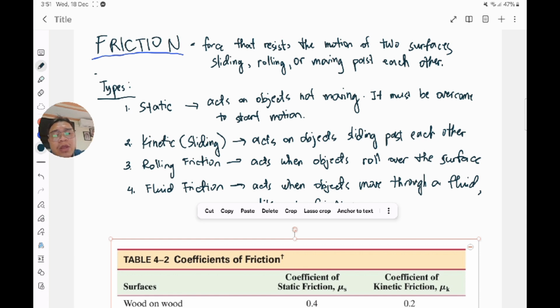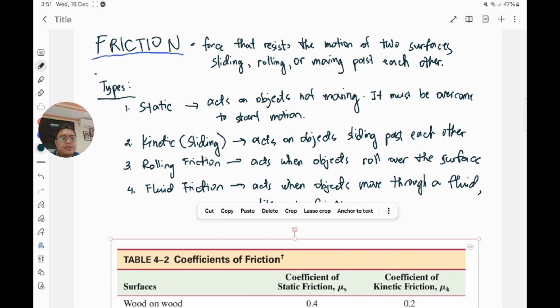But in reality, we cannot really avoid friction because no matter how smooth the surface is, there will always be a certain part of that object that tends to be rough at the microscopic level. So that is why in real life we cannot really avoid including friction as one of the factors that affects the motion of our object. So how do we technically define friction?